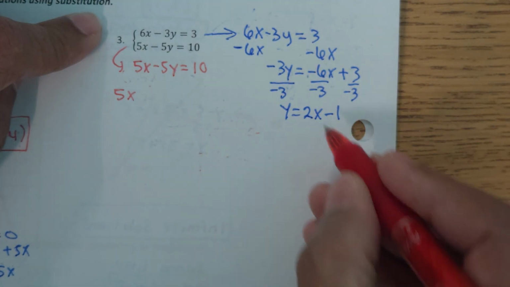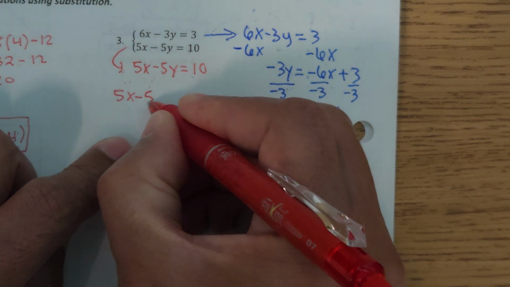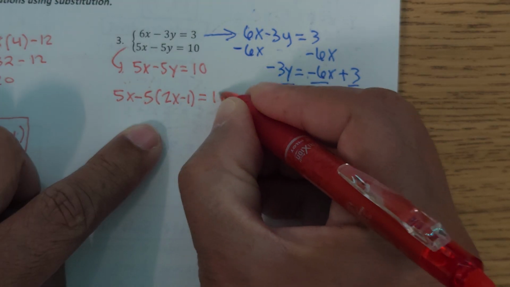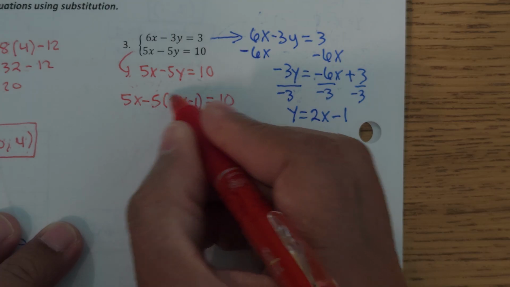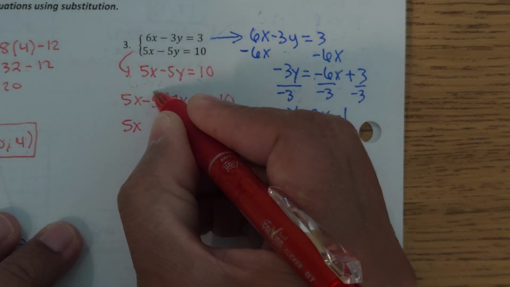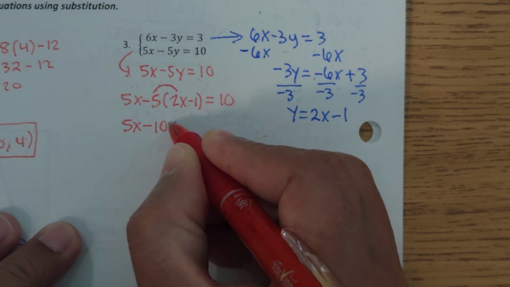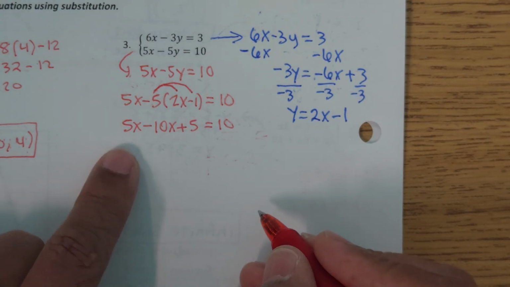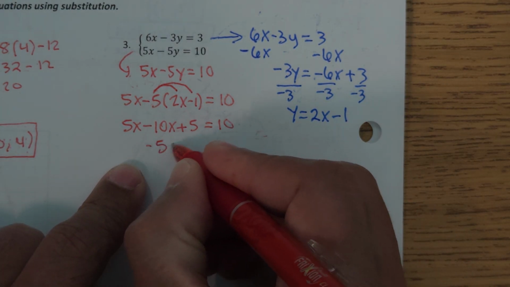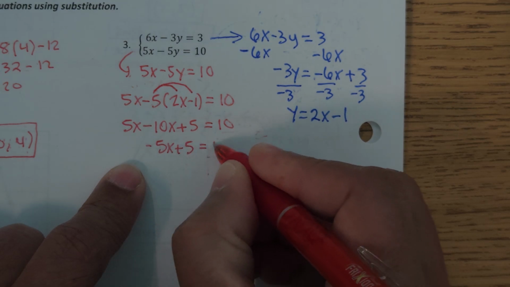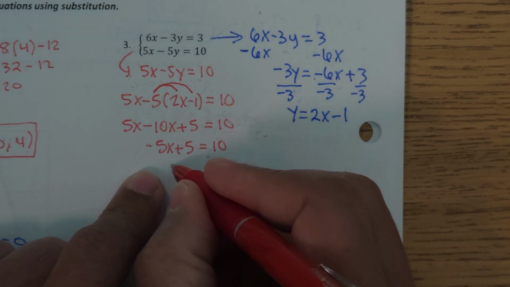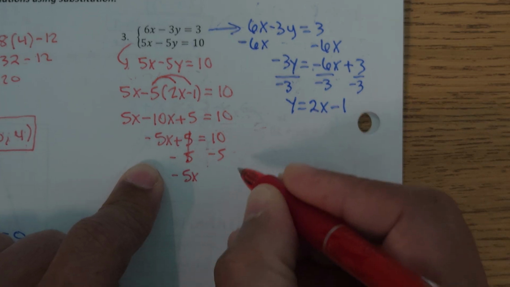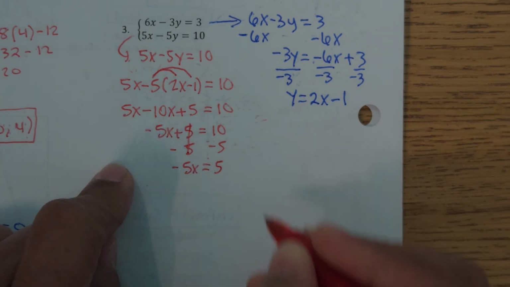So then 5x, I'm going to substitute for y, minus 5 open parentheses, instead of y, 2x minus 1, is equal to 10. Then let's distribute the 5. Okay, so this is 5x, negative 5 times 2x, that's negative 10x. Negative 5 times negative 1, that's positive 5. That equals 10. 5x minus 10x is negative 5x plus 5 equals 10. Then let's subtract the 5 from both sides of the equation. So then no more 5 on this side, so we have negative 5x equals 10 minus 5, which is 5.